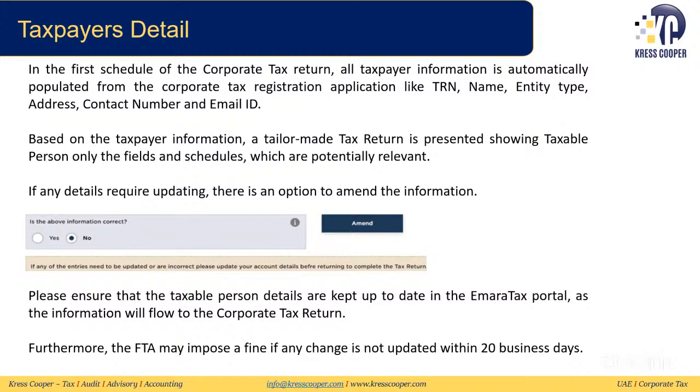So it could be that if you have not chosen this correctly, then the right questions are not popping up in the return, and they have given you this option to amend this. So first you need to amend this if any of the information flowing from the corporate tax registration is incorrect. And we know as well that we need to keep our profile in the Matrix portal up to date. Otherwise, FTA will impose a fine.